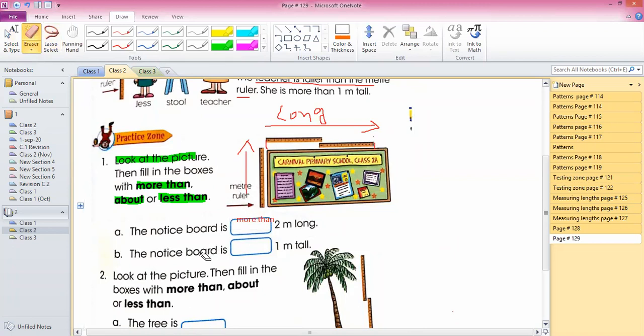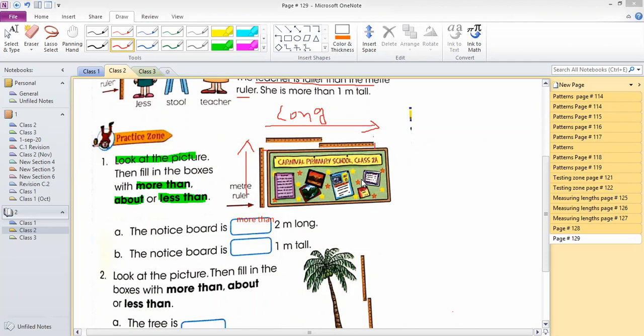Now you will have to check, guys, the notice board. The notice board is dash meter tall. So you can see, guys, the height of it. For tallness, you will see the height of this board. It's almost equal to 1 meter. It is almost the same as 1 meter. So what will you say, guys, that this notice board is dash 1 meter tall: more, less, or about?